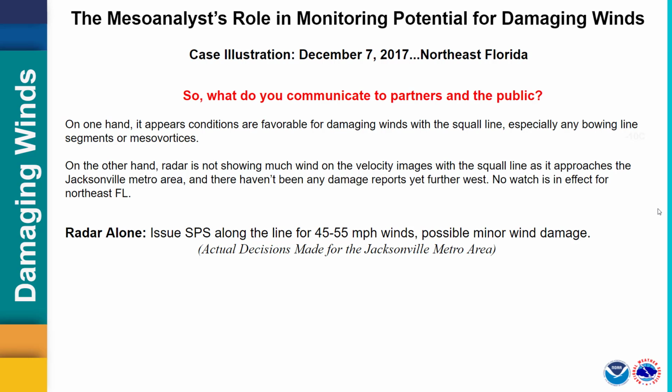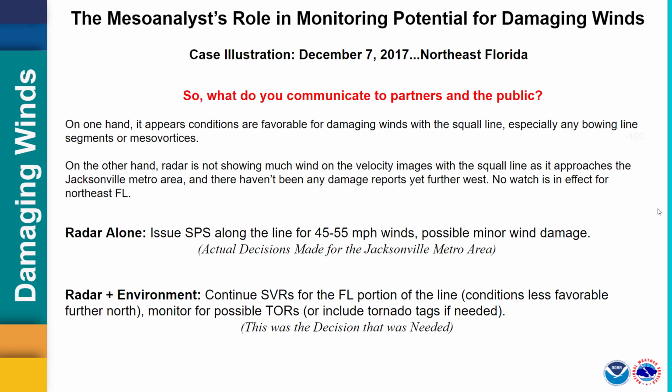This represents the actual decisions made for the Jacksonville metro area. However, if you incorporate environment into the process, it may lead you to continue severe thunderstorm warnings, at least for the Florida portion of the line, with conditions perhaps less favorable further north. You may even monitor for possible tornado warnings, or include tornado tags if needed if you see mesovortices develop. This was likely the decision that was needed, as you'll see.